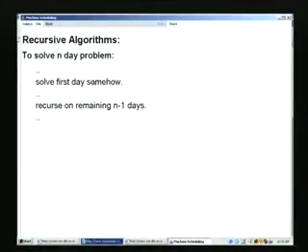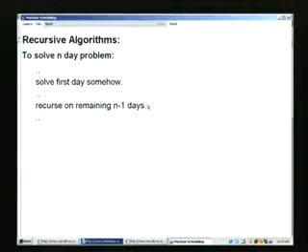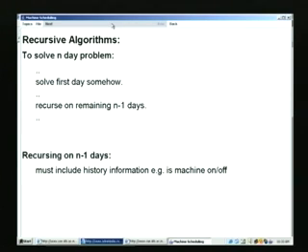So, we would like to solve an n-day problem. So, typical steps in it might be that we somehow solve the first day, and then we recurse on the remaining n-1 days. Now, unfortunately, recursing on n-1 days will depend upon what happens on the first day. So, say for example, if the machine has been switched on the first day, then when I recurse, this information is very useful to me.